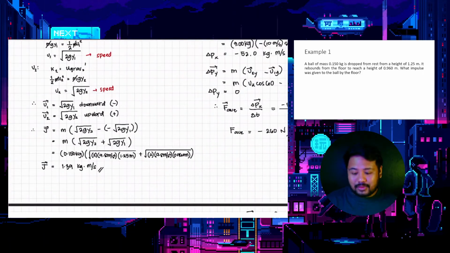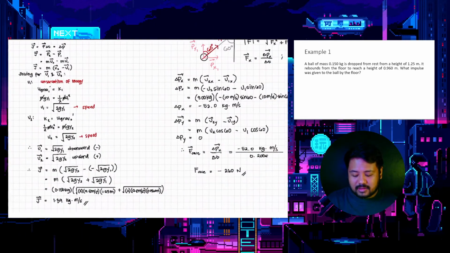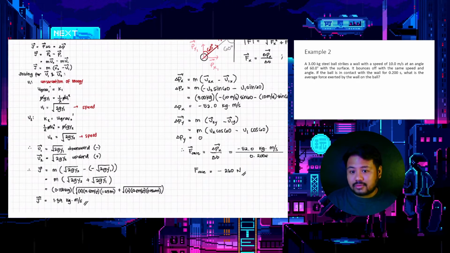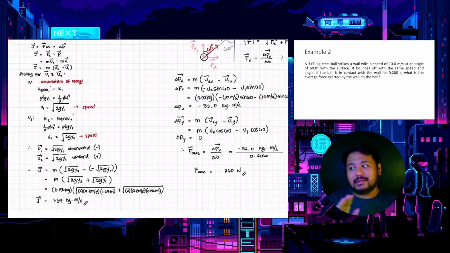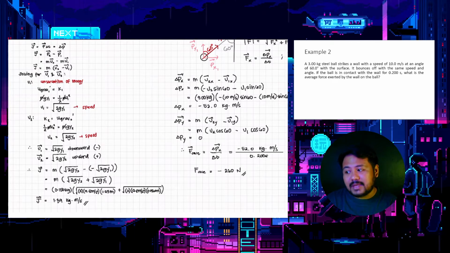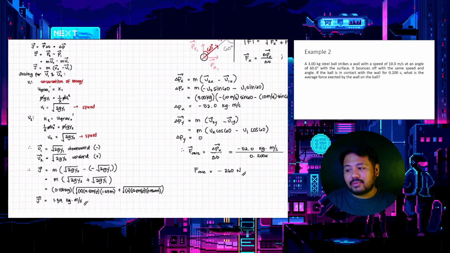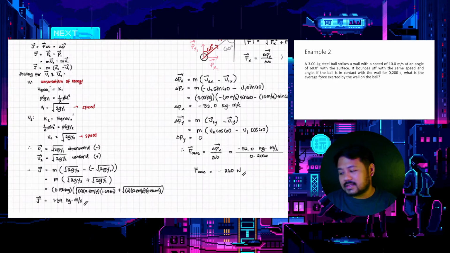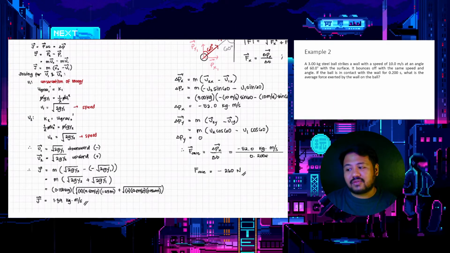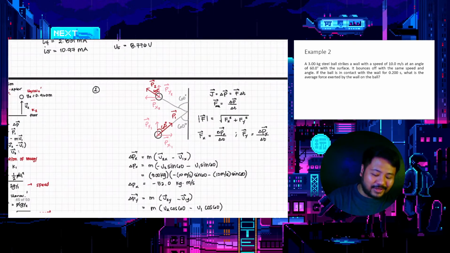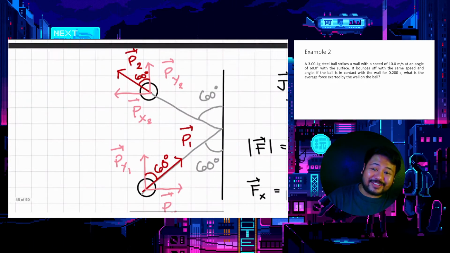You could take a screenshot if you want. Let's have example number 2. A 3 kilogram steel ball strikes a wall with a speed of 10 meters per second at an angle of 60 degrees with the surface. It bounces off with the same speed and angle. If the ball is in contact with the wall for 0.200 seconds, what is the average force exerted by the wall on the ball? So I think I forgot to include the illustration for this one.